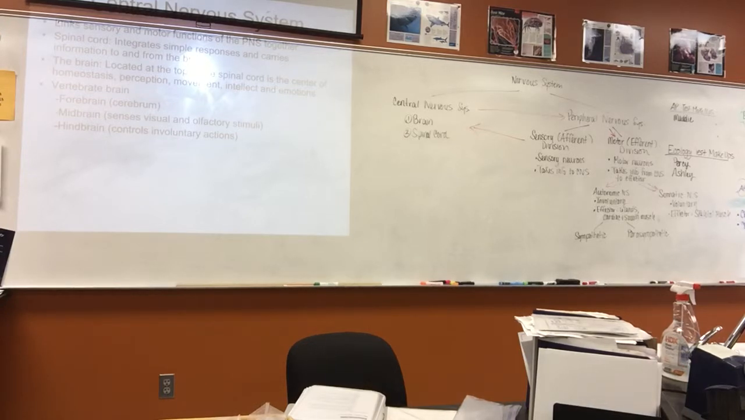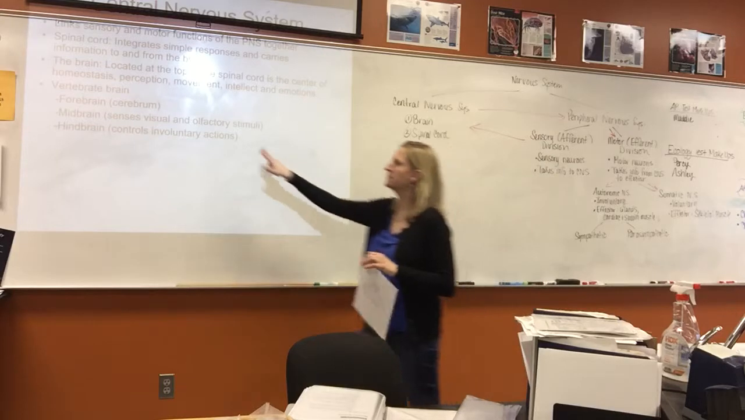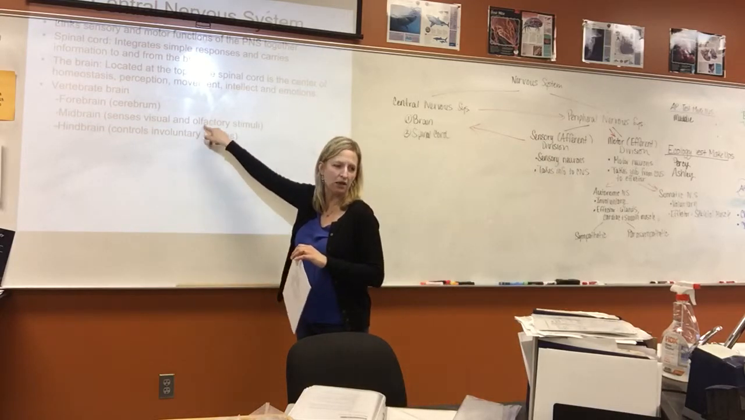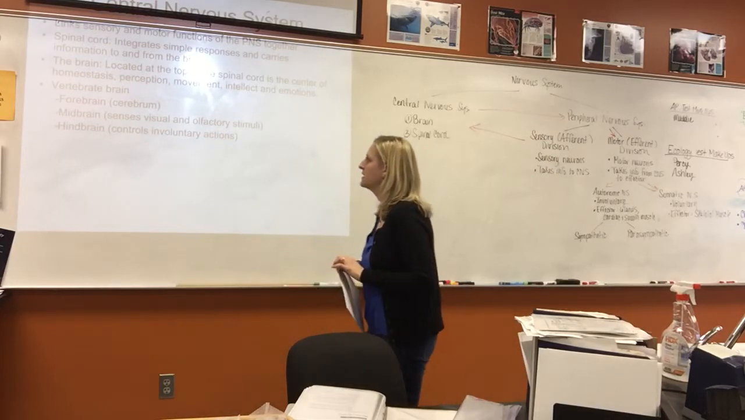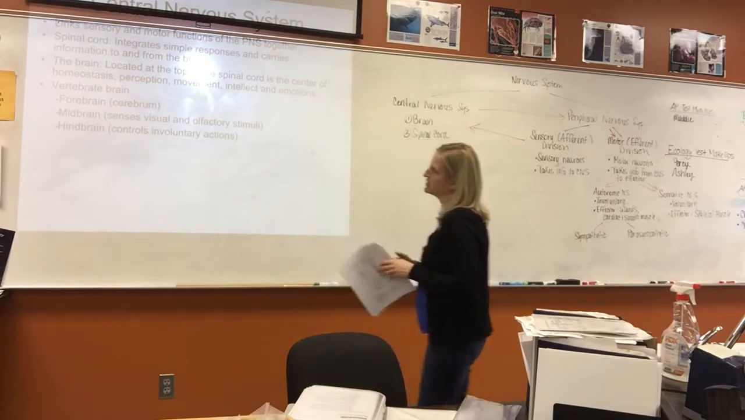So we're going to look at the vertebrate brain. So this would be like our brain, and there's three main parts there. It says forebrain, which is the cerebrum. Midbrain senses visual and olfactory stimuli. What does olfactory mean? Smell. This is smell, so you might want to jot that down here. The hindbrain controls involuntary actions.